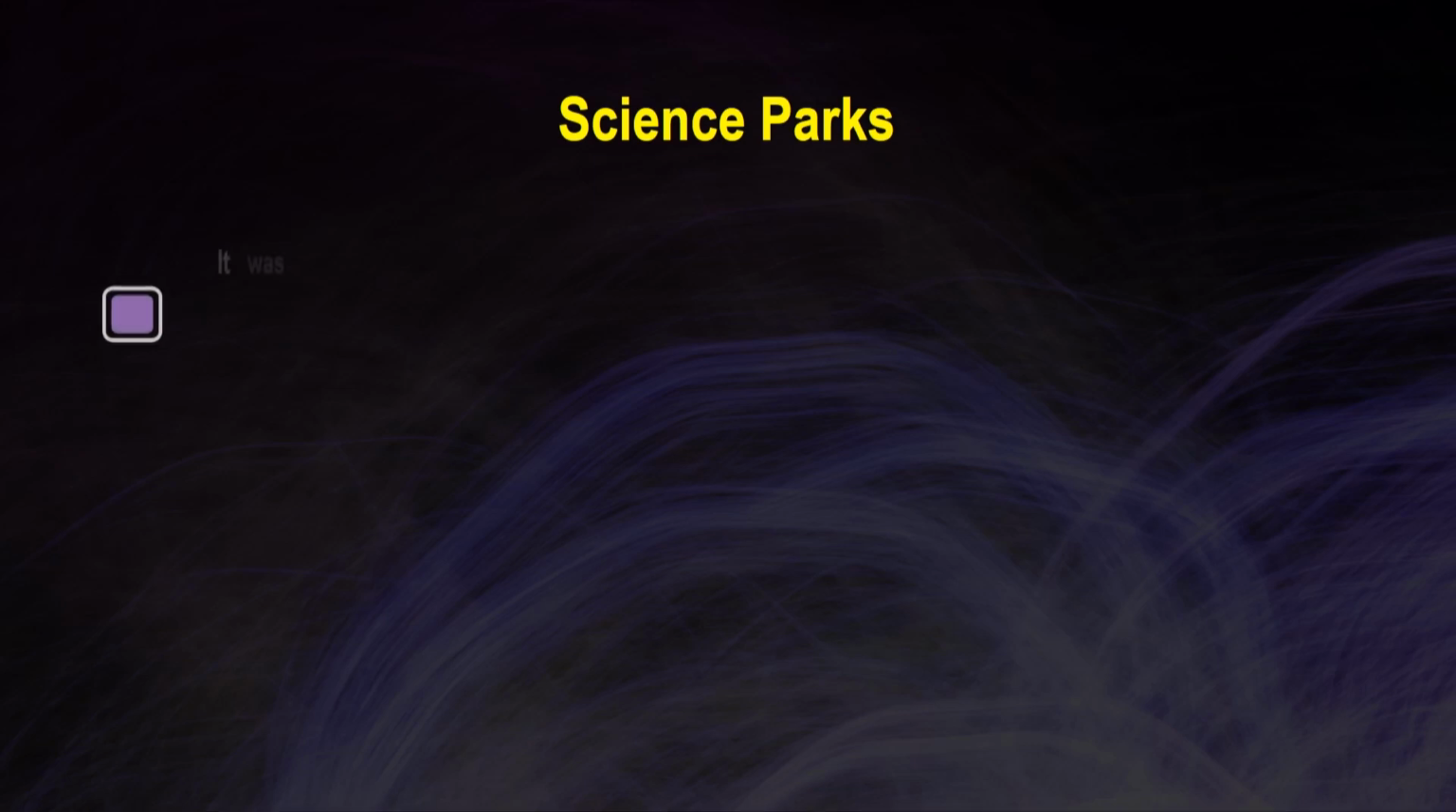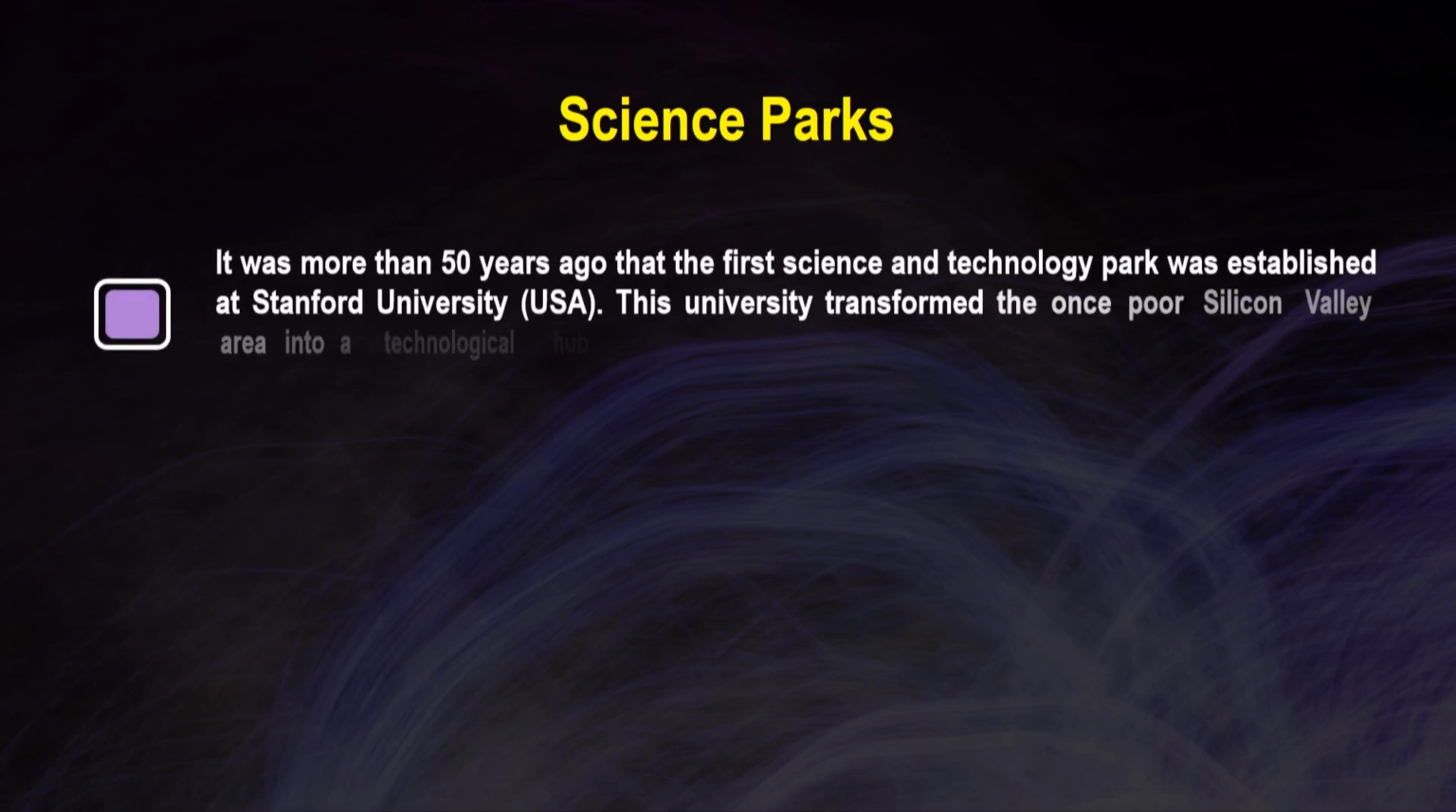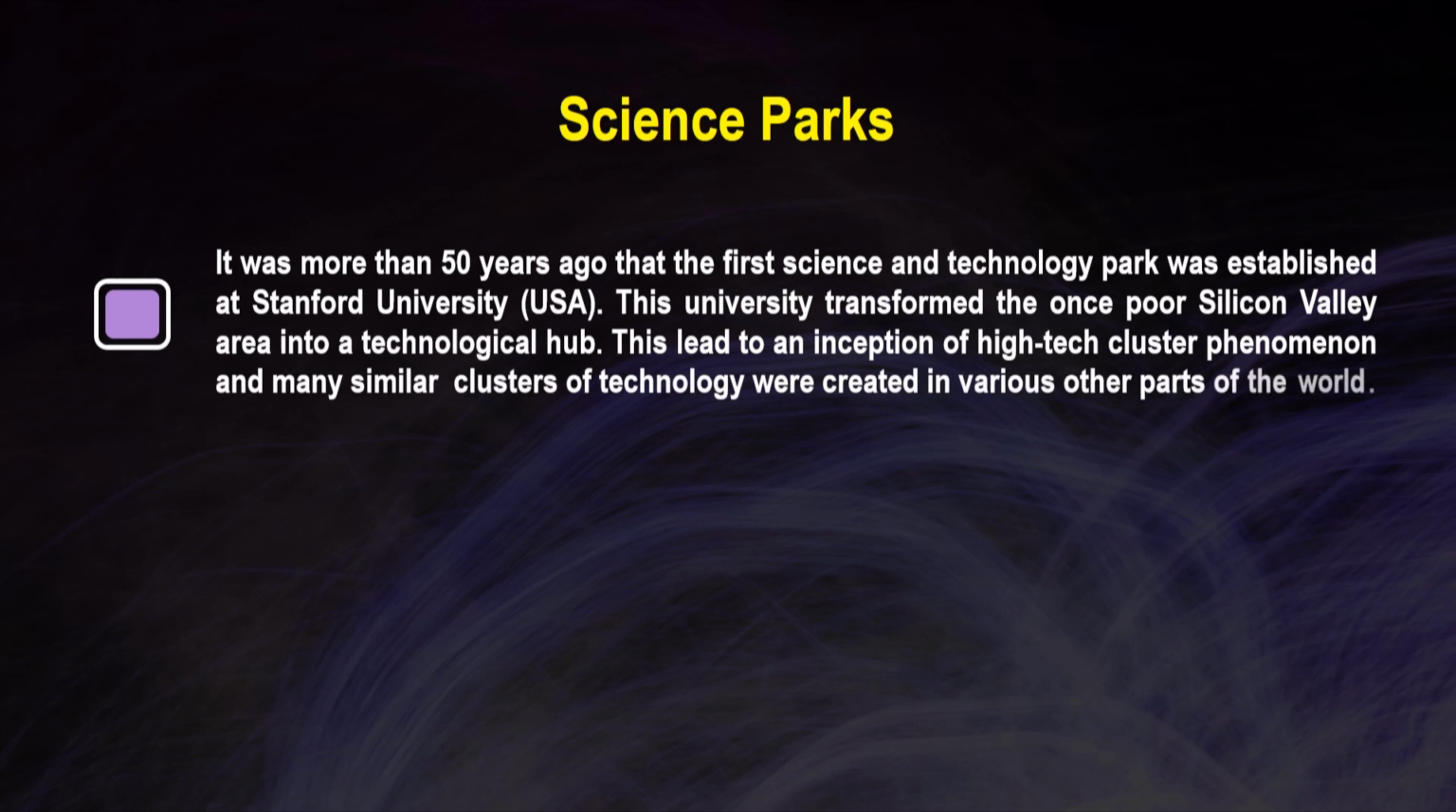Now, it was more than 50 years ago that the first science and technology park was established at Stanford University, USA. This university, which was once known to be in the Silicon Valley, which was once known to be a very poor Silicon Valley, was transformed into a technological hub with the help of these science parks. So, this led to an inception of high-tech cluster phenomena, and many similar clusters of technology were created in various other parts of the world.